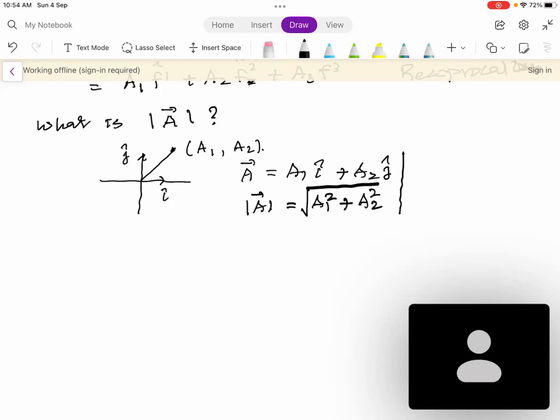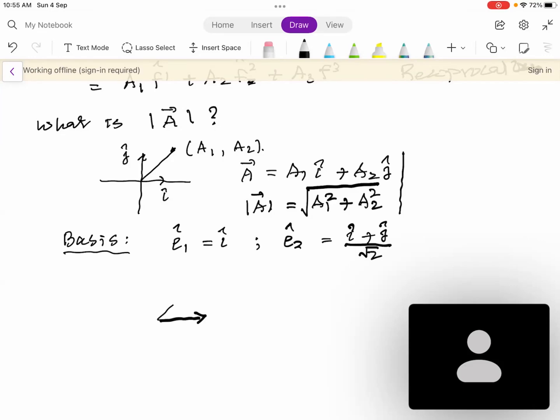Let's look at another basis. Suppose I have a basis like this. Let's say E1 is equal to i cap and E2 is equal to (i plus j) cap by root 2. I know that this is a non-orthogonal basis. That means I have a basis like this and then like this. This is i cap and this is (i plus j) cap by root 2. Right? So you know that this is non-orthogonal. So you can write this A in terms of this. Let's say I write A is equal to some A1 E1 plus some A2 E2.